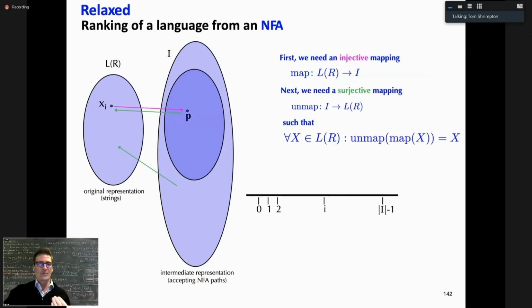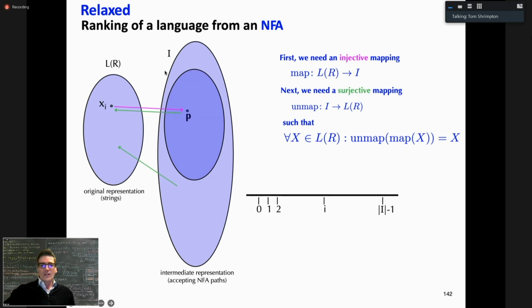So we said, okay, maybe we could step back and relax a little bit what ranking means. Instead of requiring that you're invertible on the entire intermediate representation set, what we'll do is split this in the following way. First thing we need is an injective mapping that we'll just call map that takes you from the language of the regular expression into the intermediate representations. So there's some image of this set inside the intermediate representations. We'll assume that we have efficient ways to go from the intermediate representation to a number, which we do. But then when you want to unrank, you're going to need a surjective mapping from the intermediate representations back into the language.